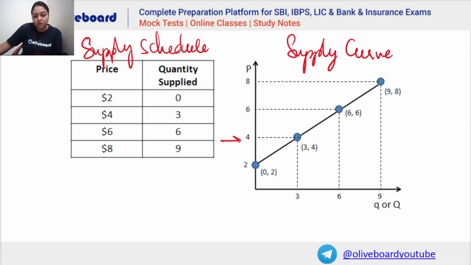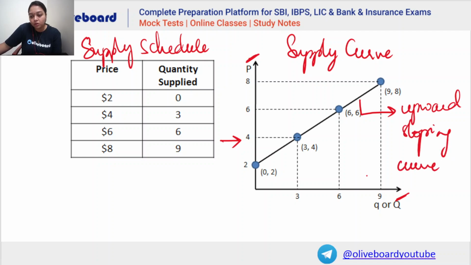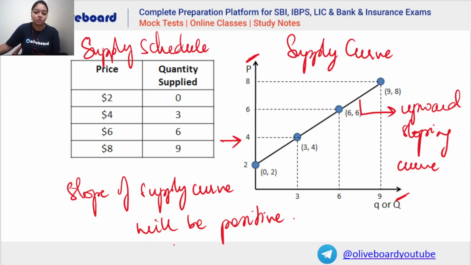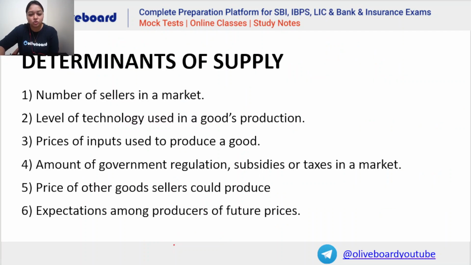When the same table is converted into a graph by taking quantity on the x-axis and price on the y-axis, then we get an upward sloping curve. What is this? This is an upward sloping curve, right? So this is your supply curve. So we can also state this as: the slope of the supply curve will be positive, right? So this is the supply schedule and this is the supply curve. So, determinants of supply. What determines supply in a market, right?